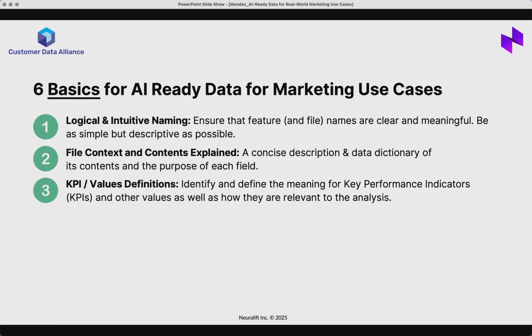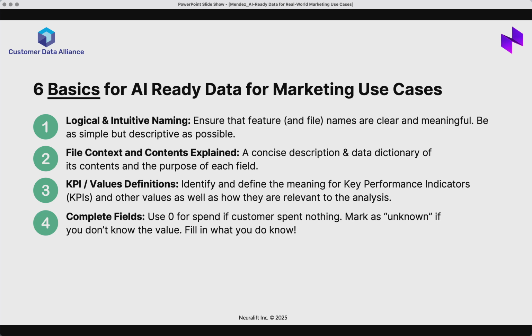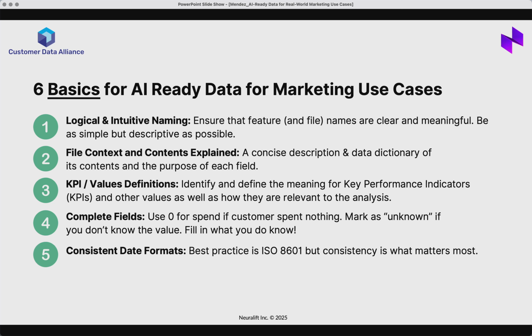KPIs, values, and definitions are super important as well. You want to use the KPIs to help inform the AI as to what's important and what you're trying to accomplish. You'll also want to make sure fields are complete. You can have blanks, but if it's actually a 0, you should put 0 in. And if you don't know the value, you should mark it as unknown. So fill in what you know, and AI will understand the rest.